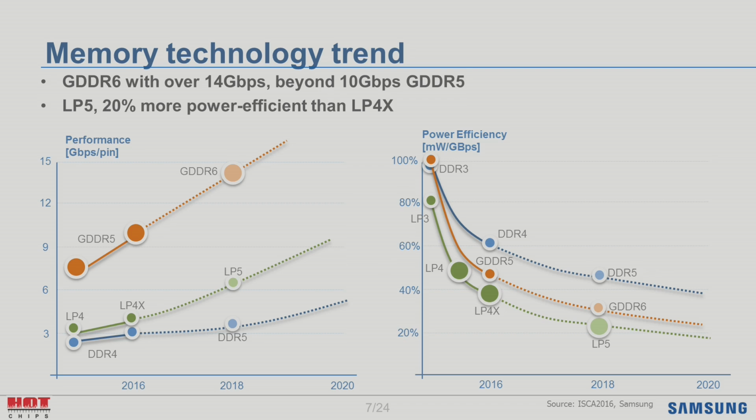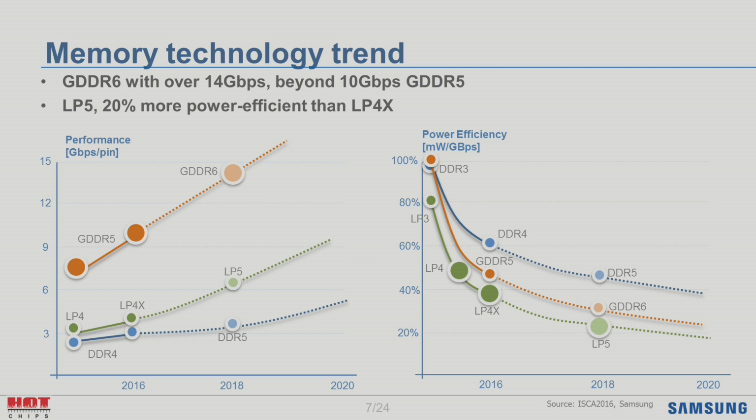For performance, we make a lot of technical effort, and I will explain it in a later slide. And the right picture is the power efficiency trend over time. If we take the power of DDR3 as 100%, now we could reduce it by 50% in GDDR5, 40% in LP4X, and 60% for DDR4 compared to DDR3. In 2018, we are going to reduce current DRAM power by around another 20%.